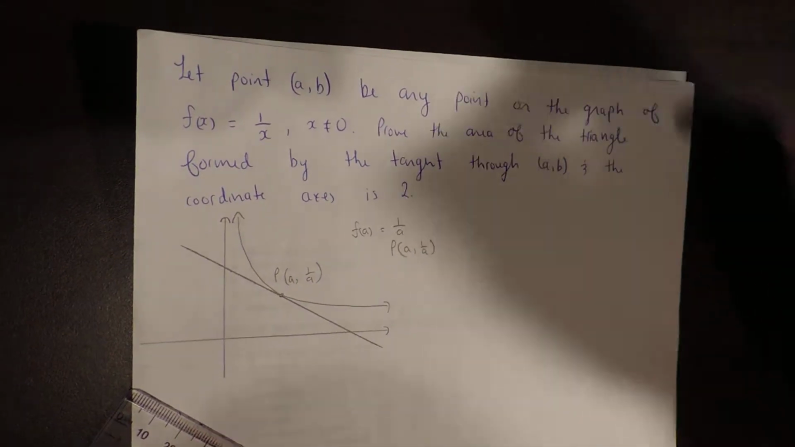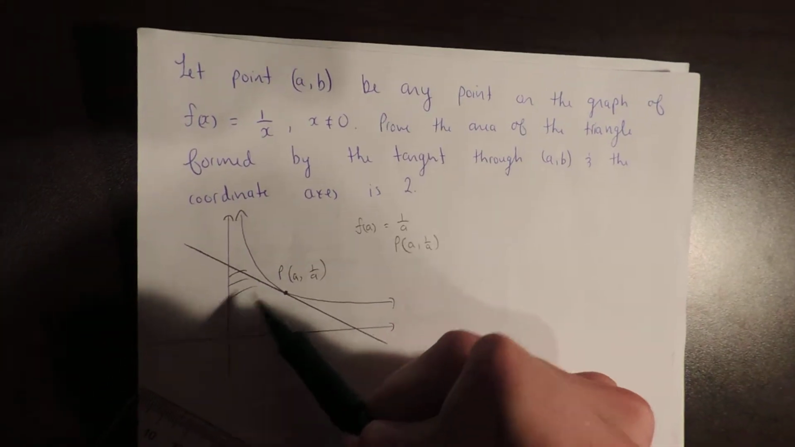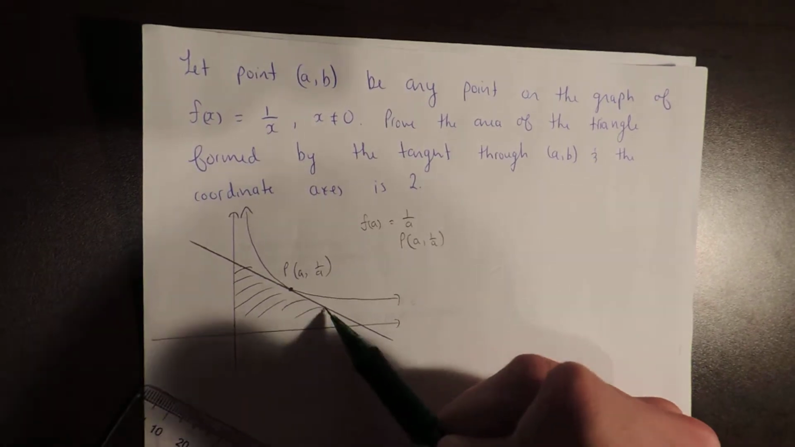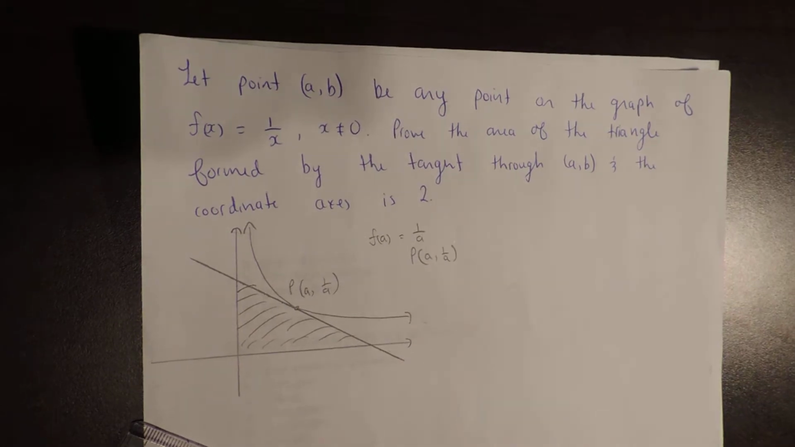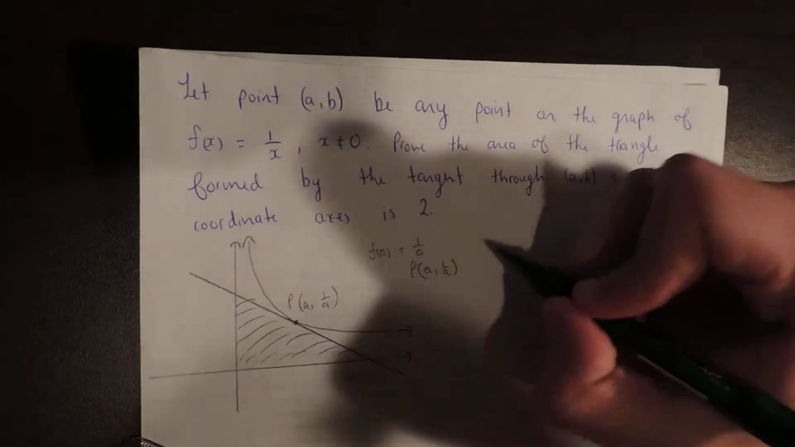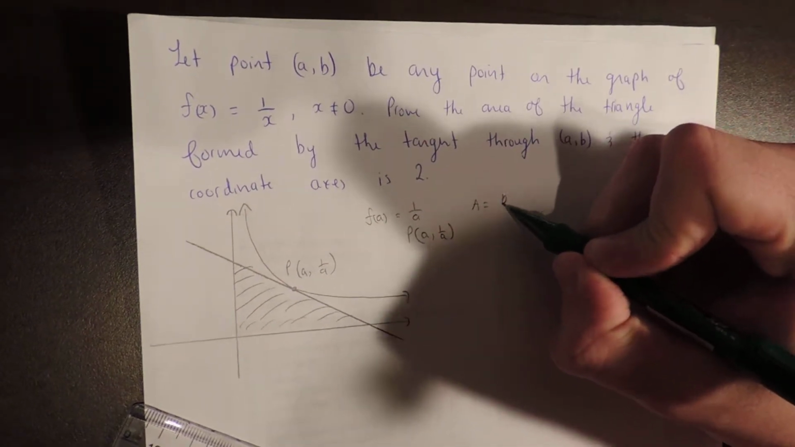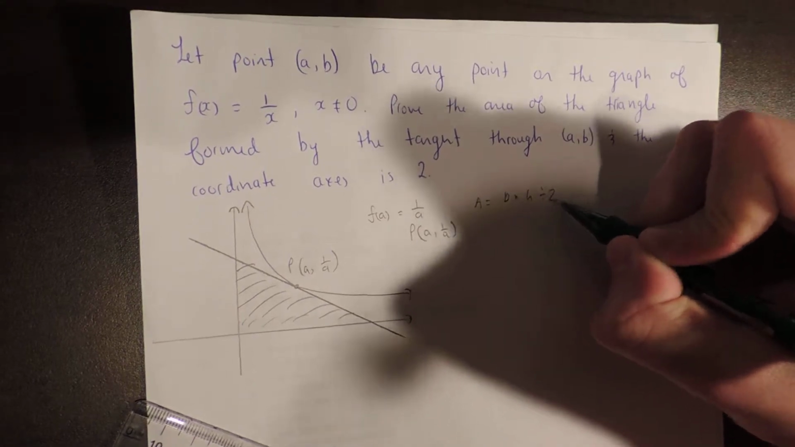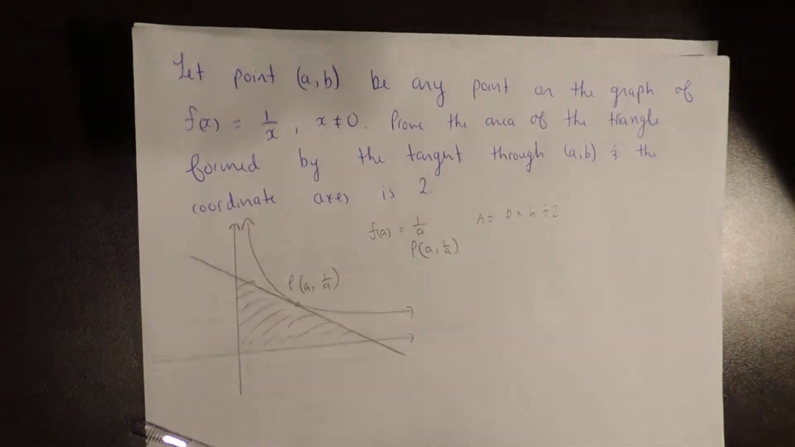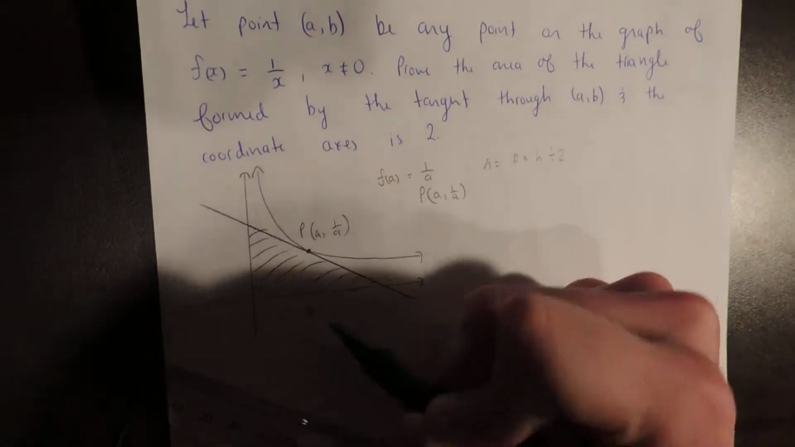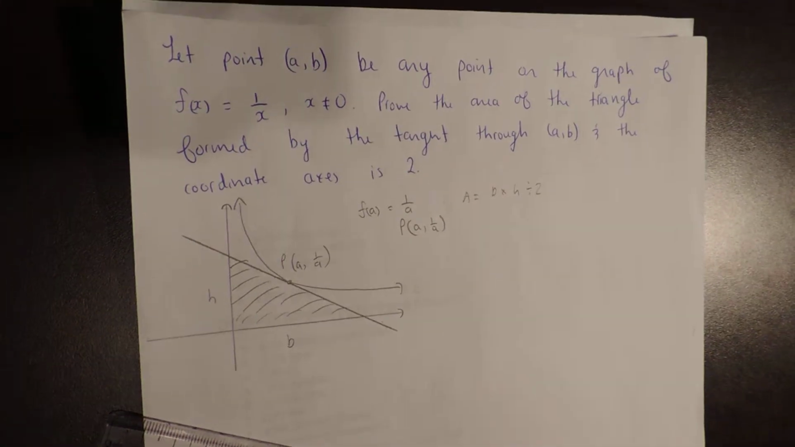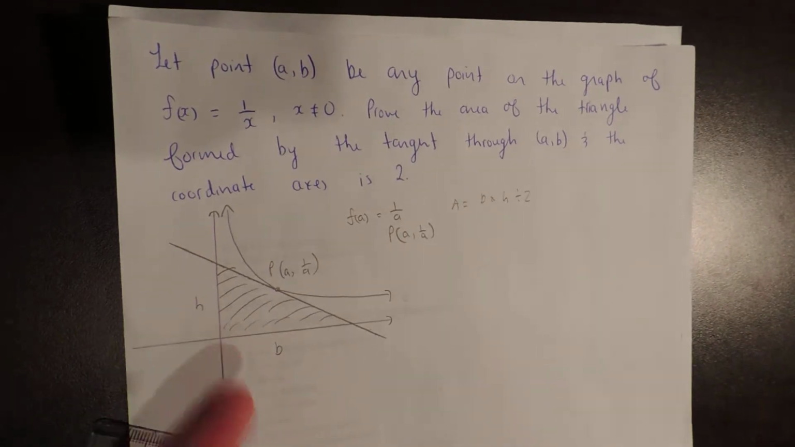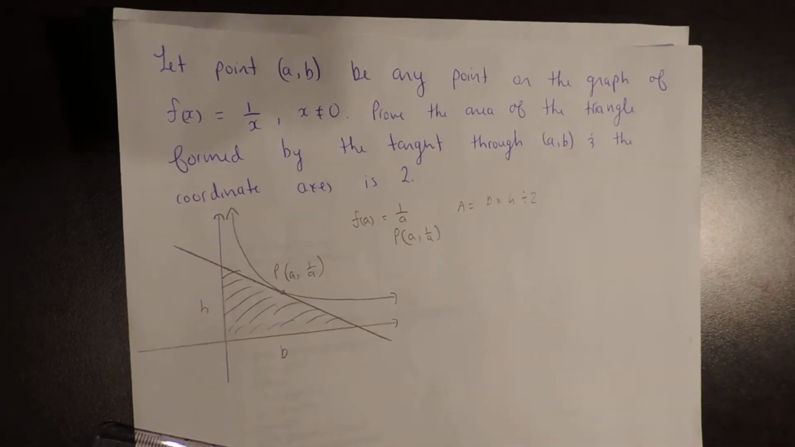Now, you see this shaded triangle. We have to prove that the area of that triangle equals 2. And how do we do that? Well, everyone knows area of a triangle equals base times height divided by 2. In this context, the base is here, I'm going to label it, and this is the height. And we have to prove that the area of the triangle is equal to 2.